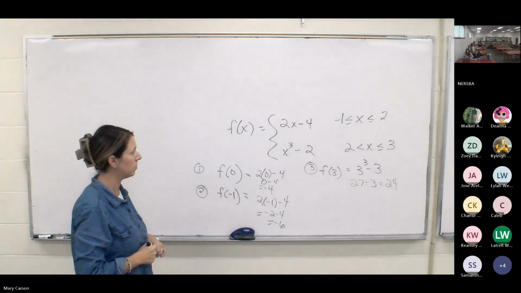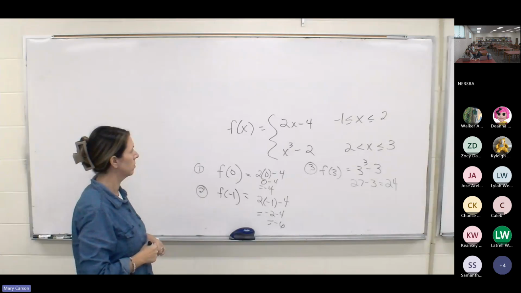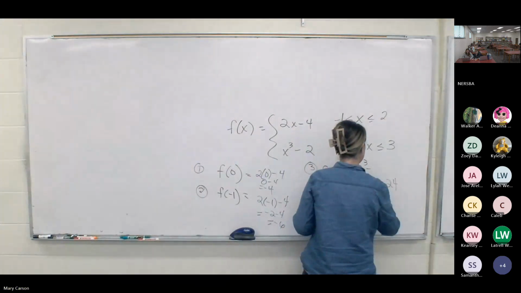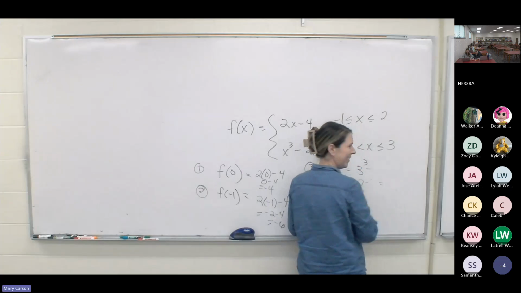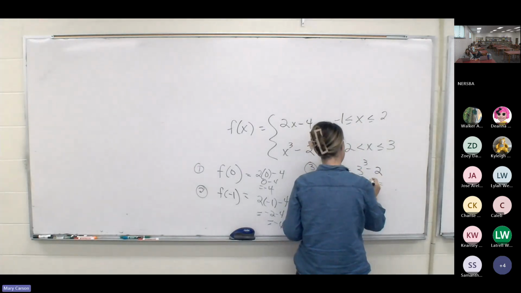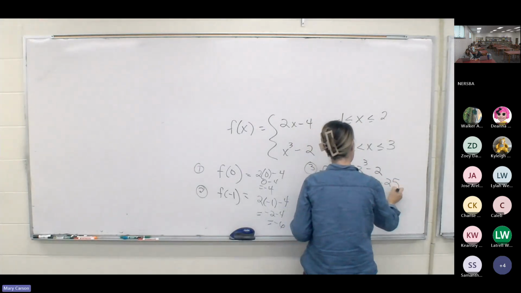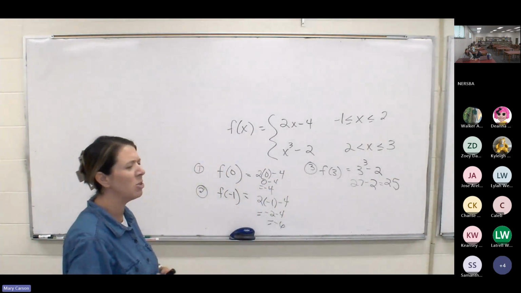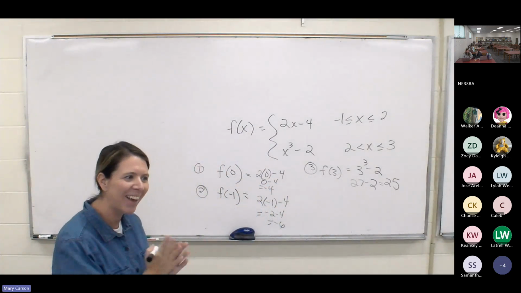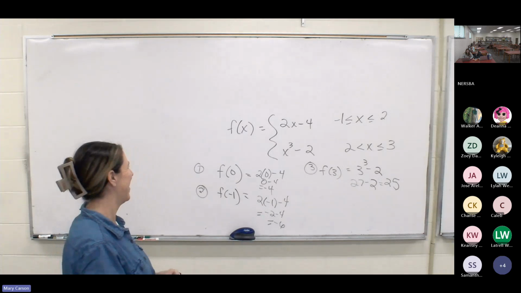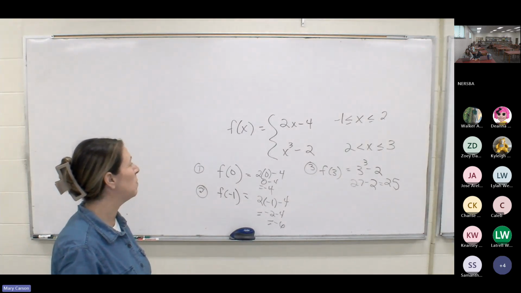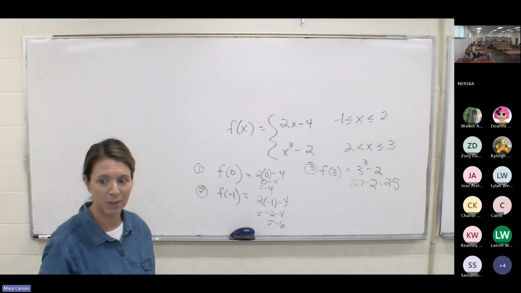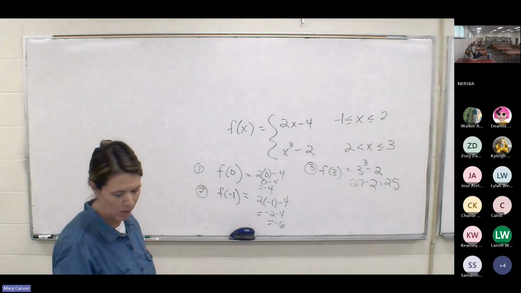Questions? It's 3 cubed minus 2. It is. You are correct. So it should be 25. Sorry, guys, I'm just seeing if y'all are paying attention. So yeah, it should be 3 cubed minus 2, which is 25. All right. Everybody good? All right.